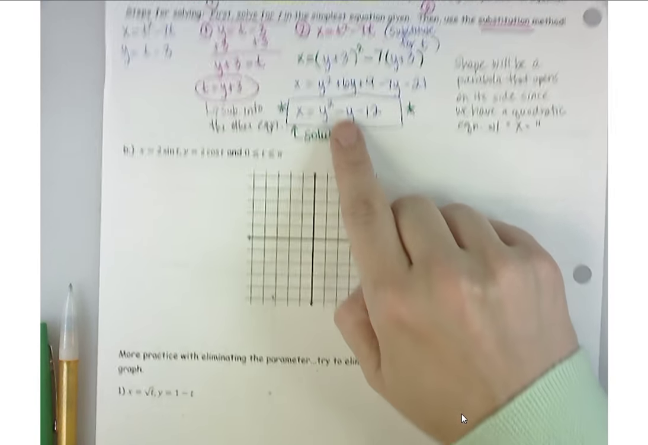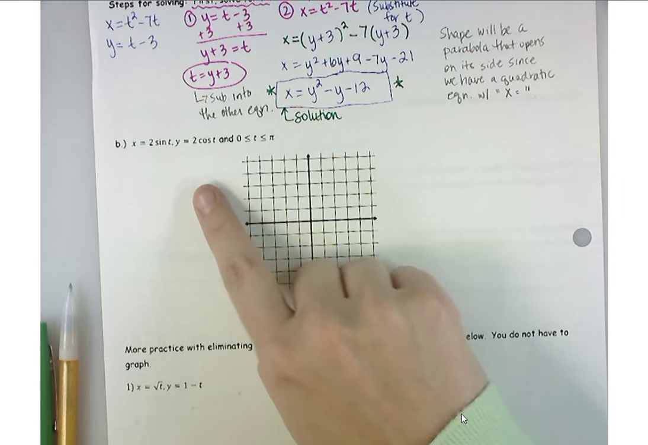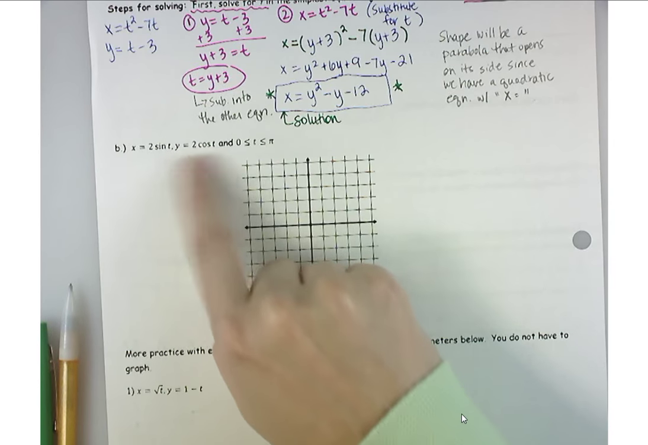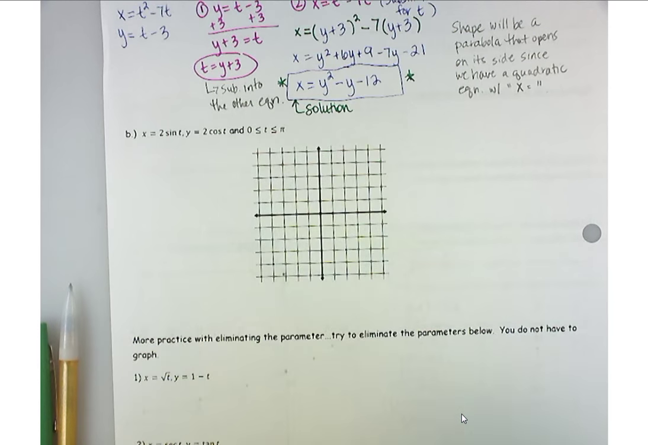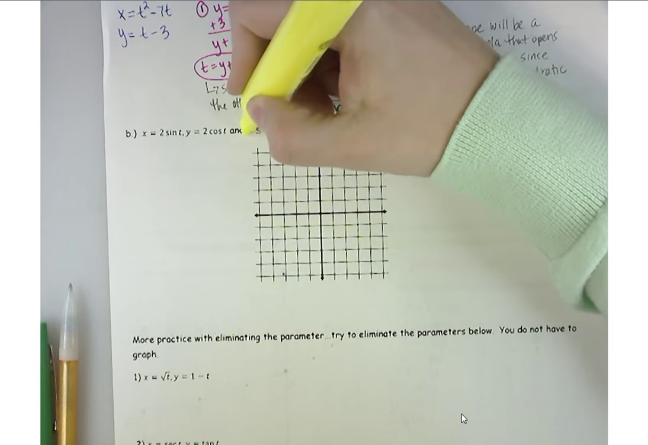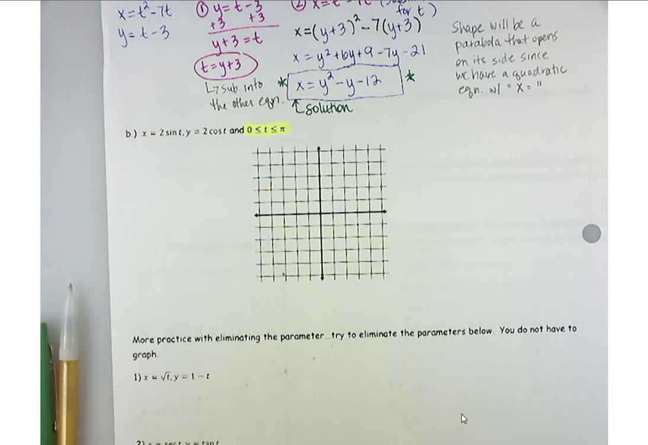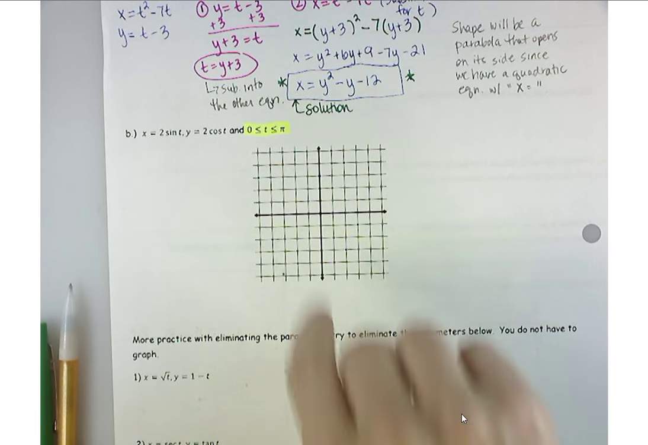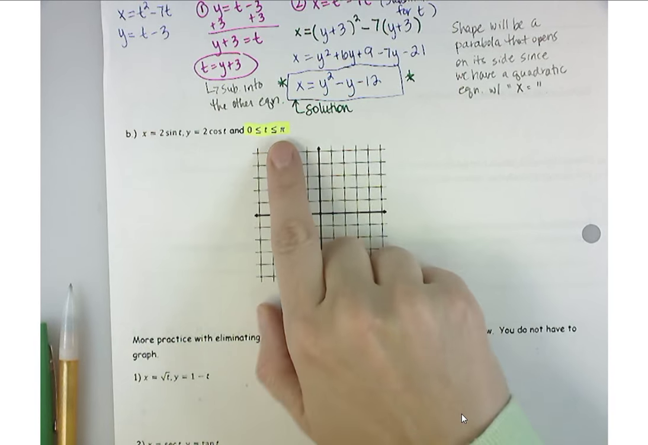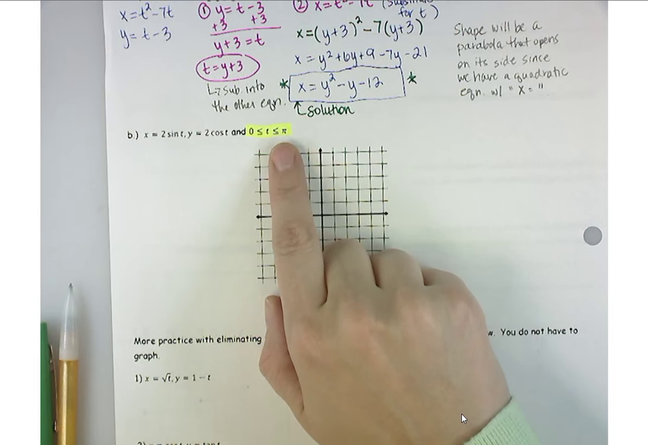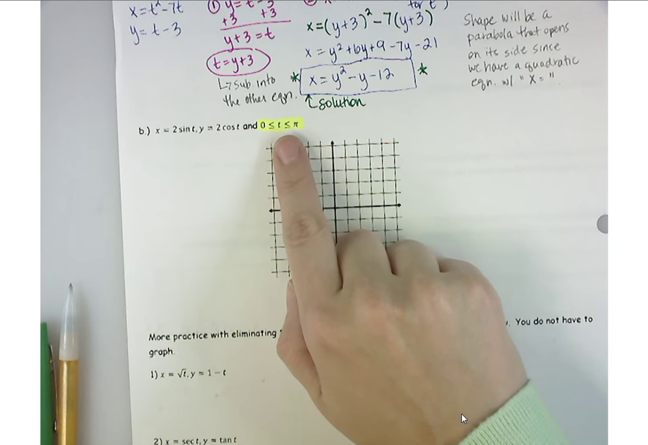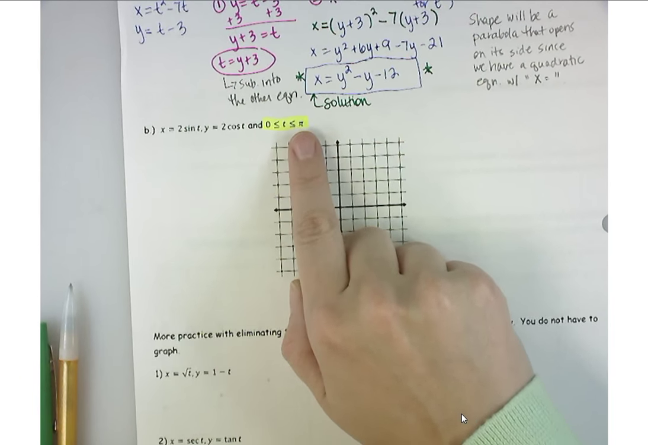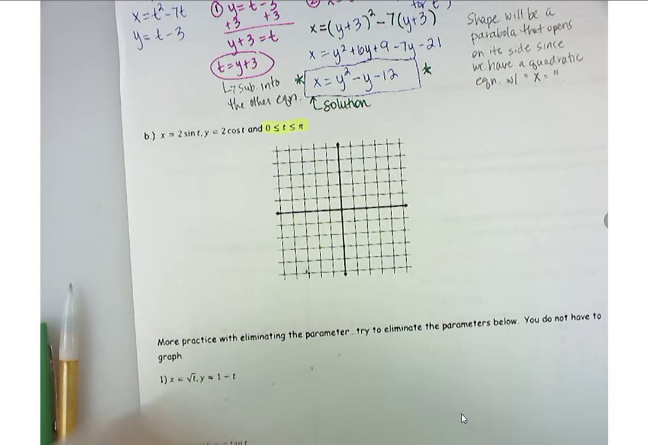Okay, so for part B, this one's a little bit different. Notice that this one has trig functions in it. So our process for eliminating the parameter is going to be a little bit different. The process for graphing, though, is not. So when you have that t has to be between 0 and pi, this is one where you absolutely have to be in what mode? You have to be in radian mode. If this said 0 to 180 degrees, then you would be in degree mode.